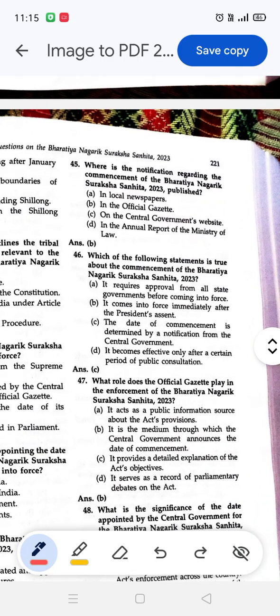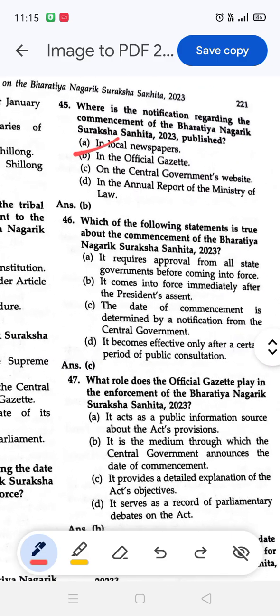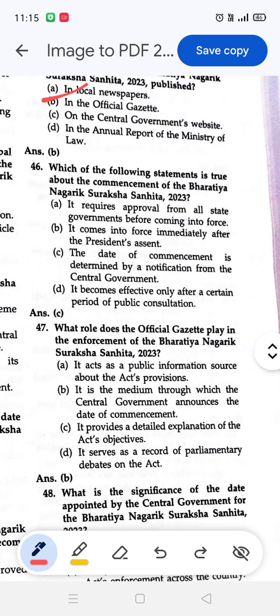Question number 45. Where is the notification regarding the commencement of the BNSS published? In the official gazette. Option B is correct. Which of the following statements is true about the commencement of BNSS 2023? The date of commencement is determined by the notification from the central government.